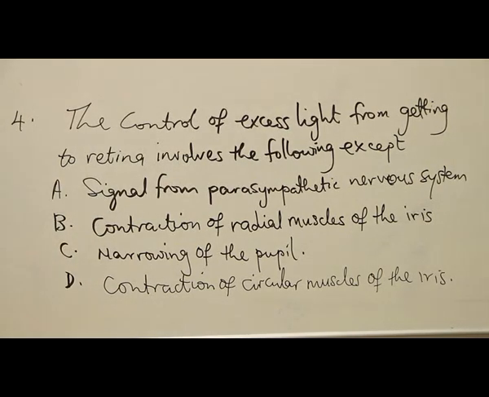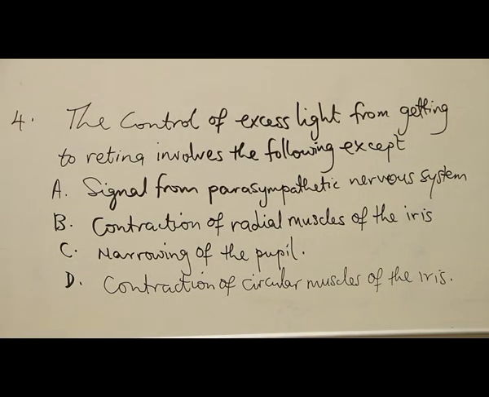Number four, the control of excess light from getting to the retina involves the following except: A, signal from the parasympathetic nervous system. B, contraction of radial muscles of the iris. C, narrowing of the pupil. D, contraction of circular muscles of the iris.